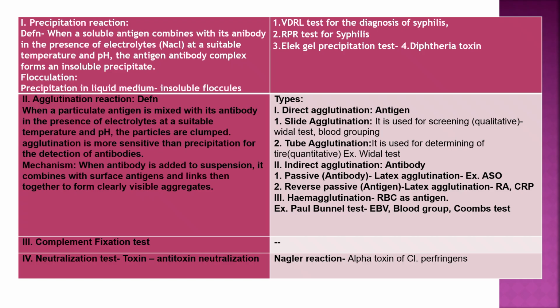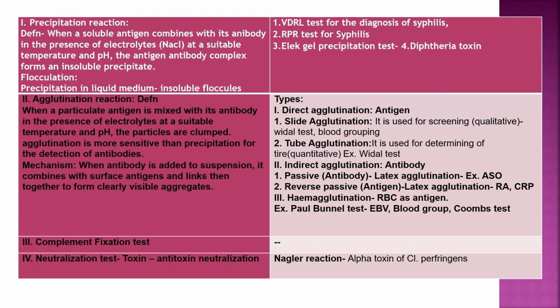Precipitation reaction: when a soluble antigen combines with its antibody in the presence of electrolyte sodium chloride at a suitable temperature and pH, the antigen-antibody complex forms an insoluble precipitate, called a precipitation reaction. Precipitation in liquid medium forming insoluble floccules is called flocculation. Applications of precipitation reaction: VDRL test for diagnosis of syphilis, RPR test for diagnosis of syphilis, and Elek gel precipitation test for diphtheria toxin.